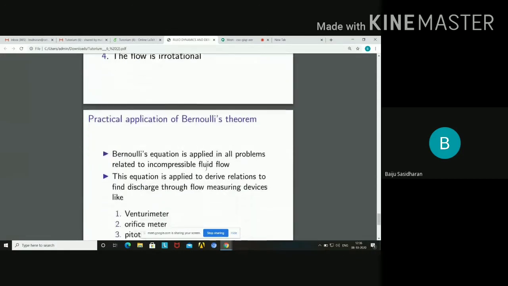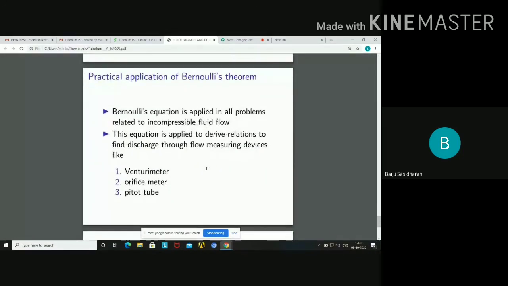These are the practical applications of Bernoulli's theorem. Bernoulli's equation is applied in all problems related to incompressible fluid flow. It is applied to derive relations to find the discharge through flow measuring devices like the Venturi meter, orifice meter and Pitot tube. The Venturi meter and orifice meter are mainly used for finding the discharge in pipe flows, and the Pitot tube is mainly used for finding the velocity of flows.